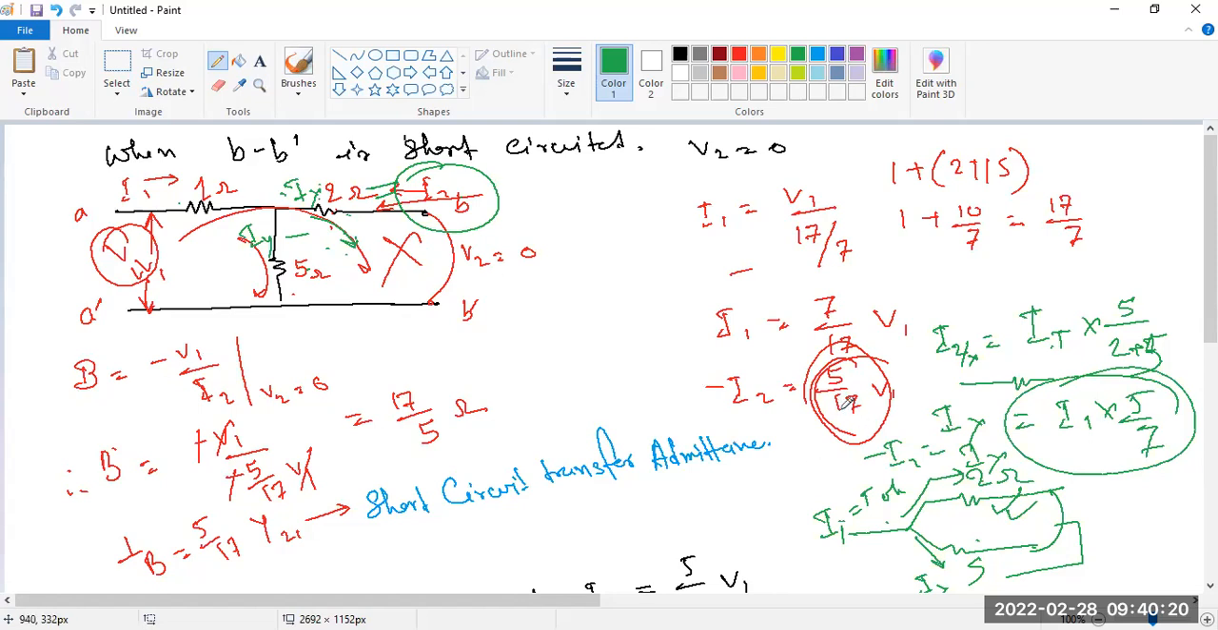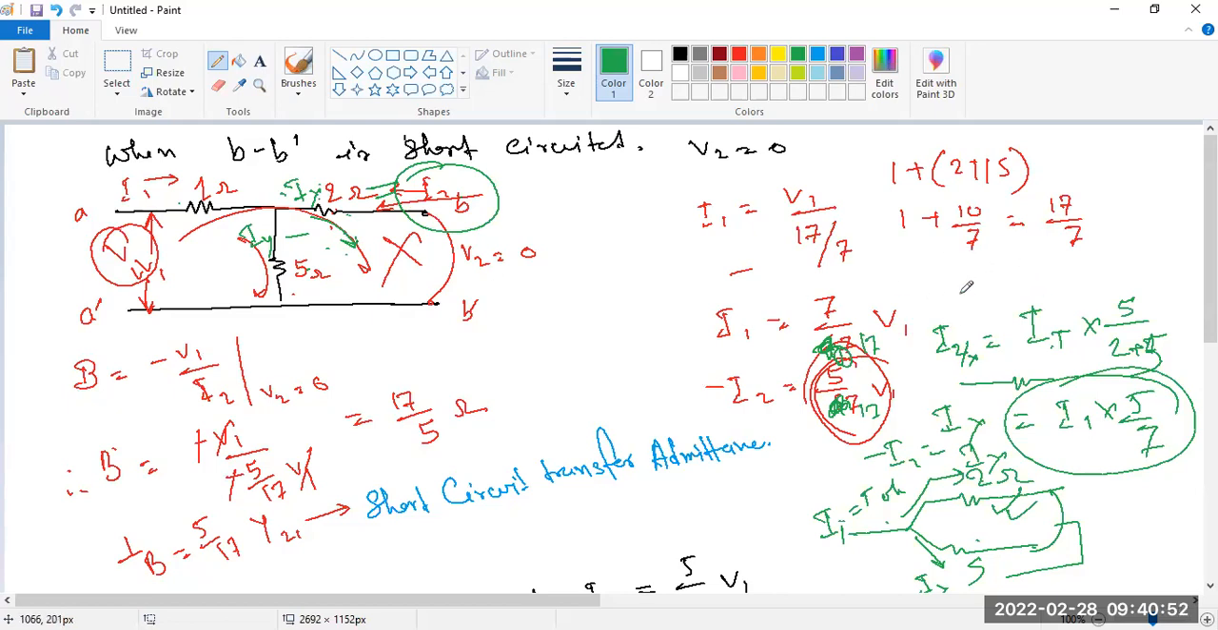Sorry, this is not 17. This is 7. Yes, sir. It is correct, sir, after putting the value of I1. Is that clear? Yes, sir. Clear. Okay. Thank you. Maybe 17 or 7, I forget that. What I can't remember, just calculate it. Okay. It was 17. I just forgot.